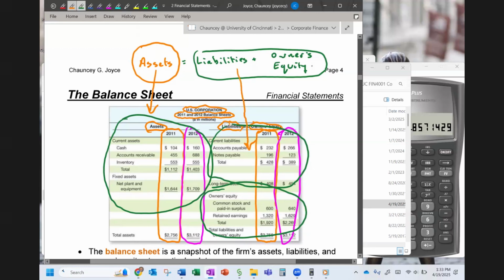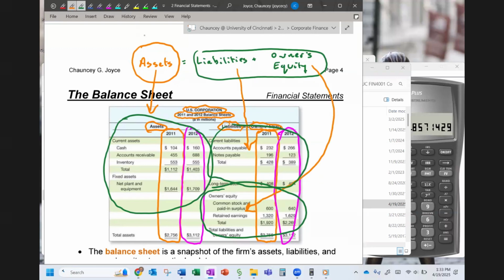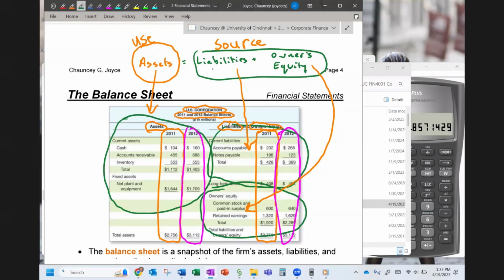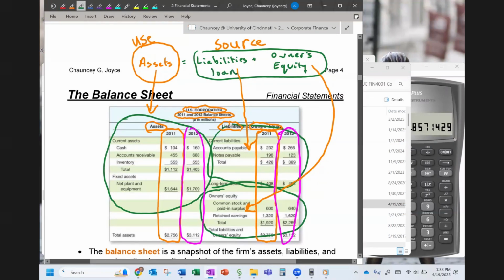So think of your assets as the use of funds and think of the liabilities and the equity as the source of funds. How did you get those? Did you take out a loan or issue a bond, or did the owner give you money to contribute to the business? Or did you use past profit? Past profit is called retained earnings.